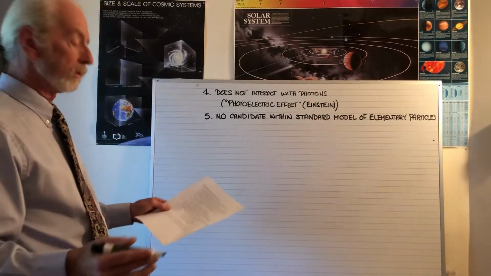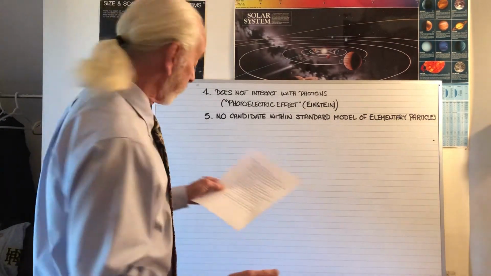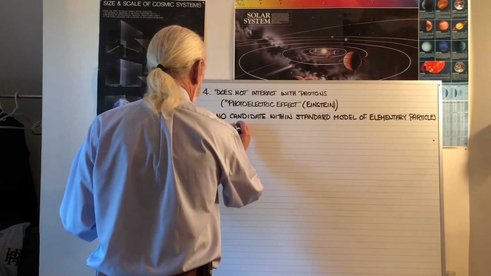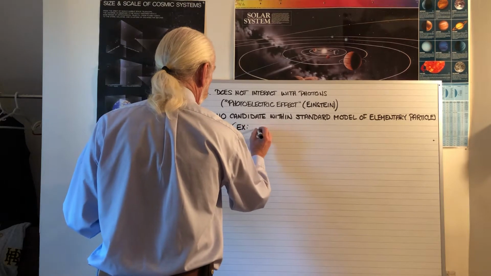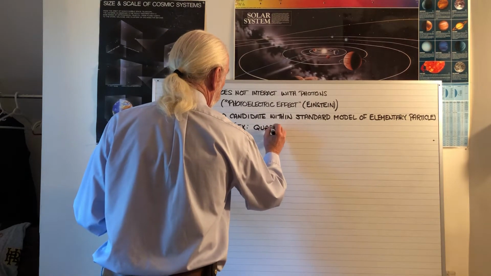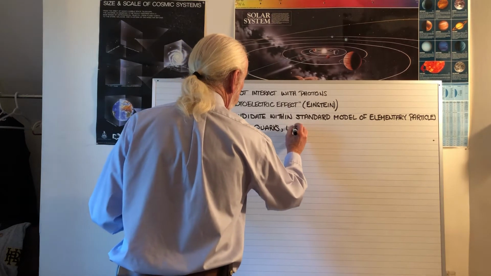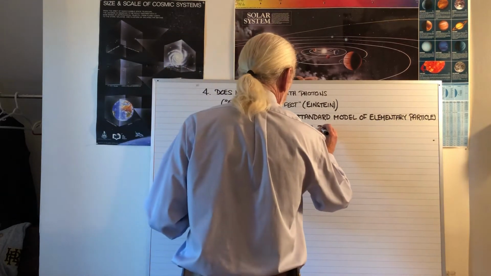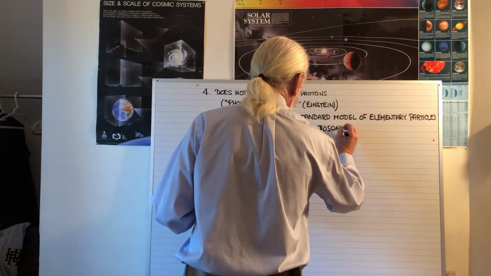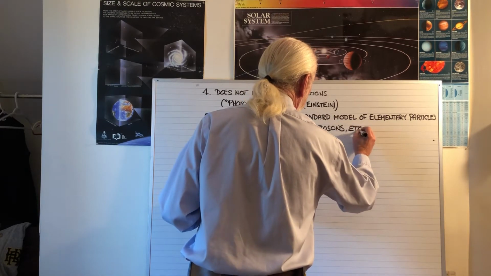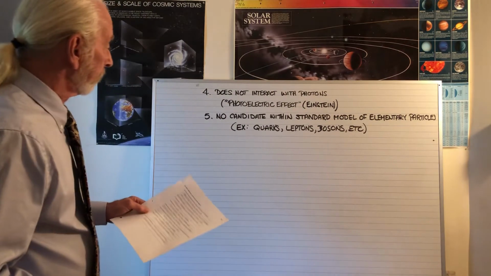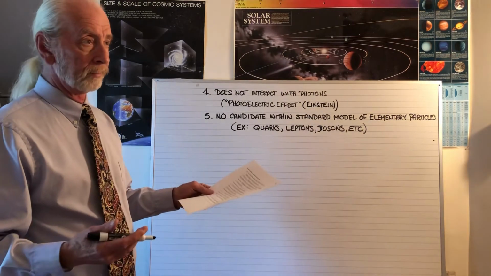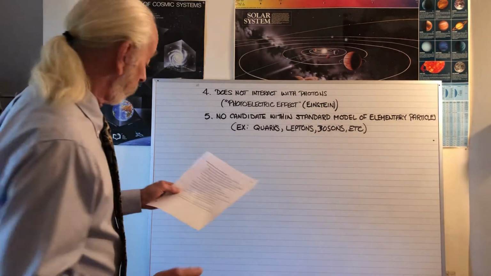Now, when we talk about elementary particles, what we're talking about are the pieces and parts of atoms. So what we're talking about here are, for example, quarks, leptons, bosons, etc. Pieces and parts of atoms that we know exist, none of them fit the bill for being dark matter. It just doesn't work.